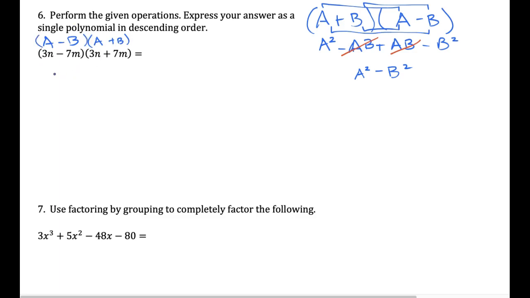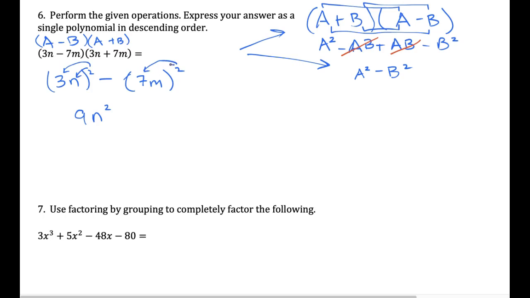So that means we're going to have the first one, 3n squared minus 21mn plus 21mn, which you don't need to do because we have this right here. So we're going to say minus b squared, which is 7m squared. Okay, so we get 9n squared, because you want to square the whole thing, so the square applies to both terms. And again, applies to both terms. We're going to say minus 7 squared is 49, m squared is just m squared, and that's your final answer.